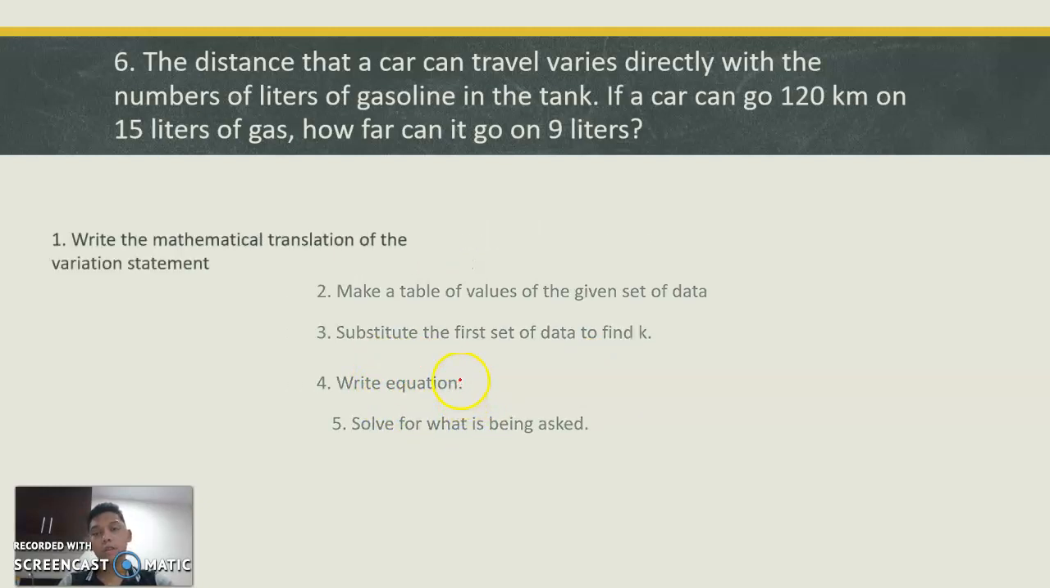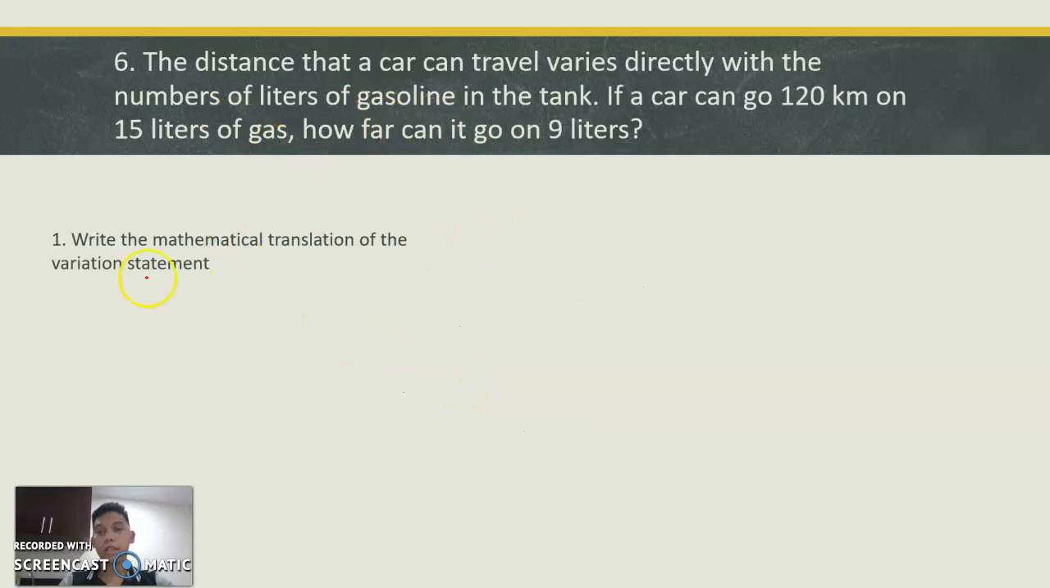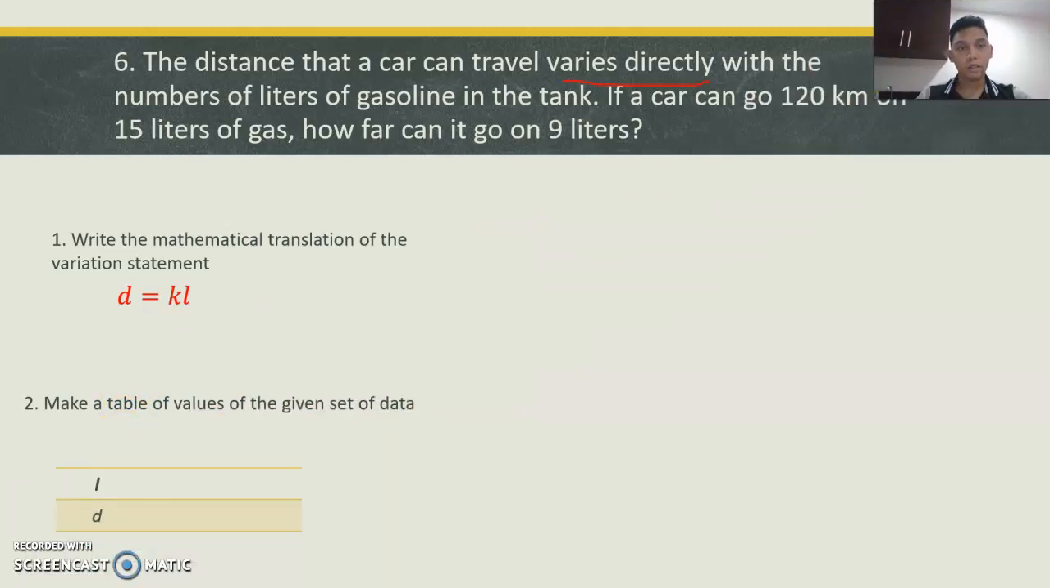So now let's go with the first step. Let's translate this statement. Let's represent distance as d, and the liters of gasoline as L. So therefore, d is equal to kL, since distance varies directly as the number of liters of gasoline in the tank. Now, what is the second step? Second step is make a table of values. So we make a table of values. Let's move this one right here.